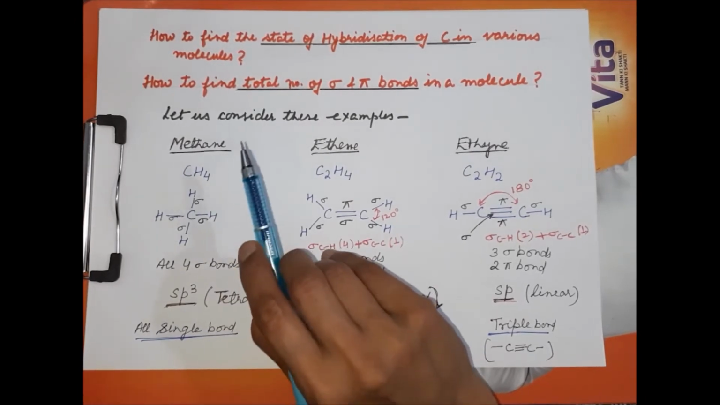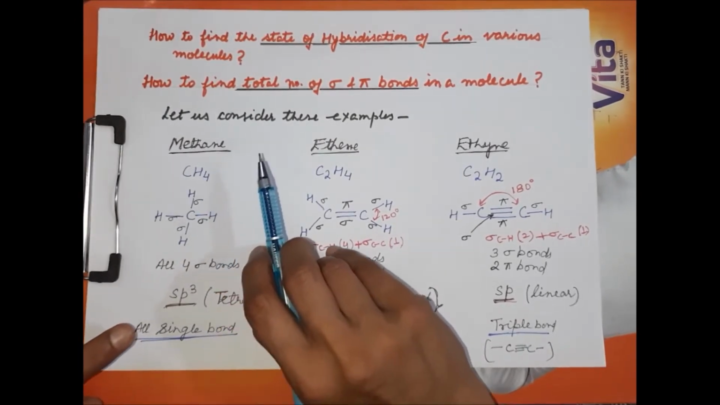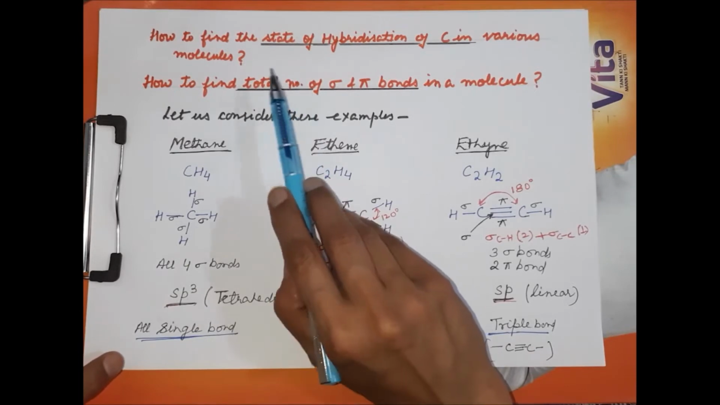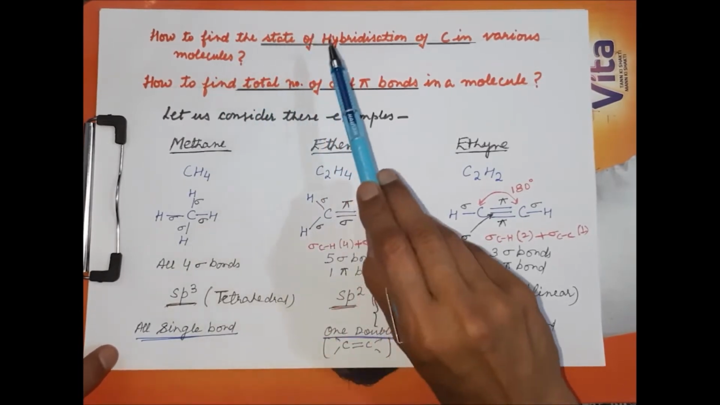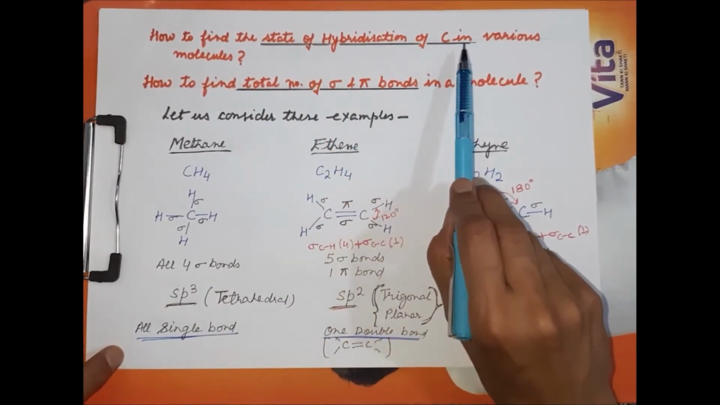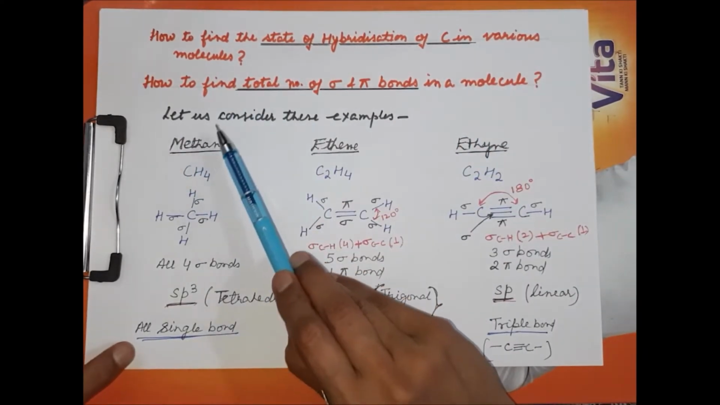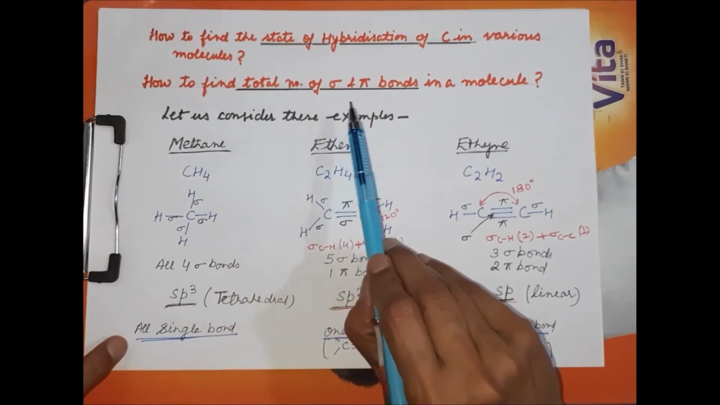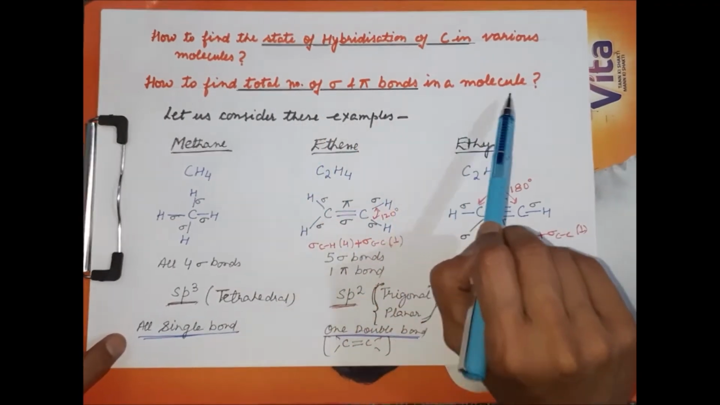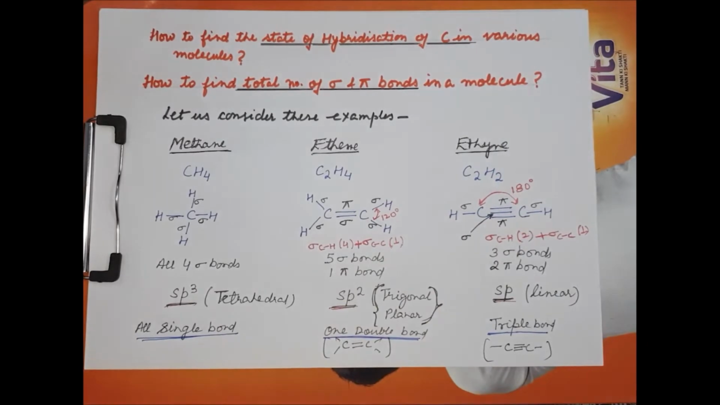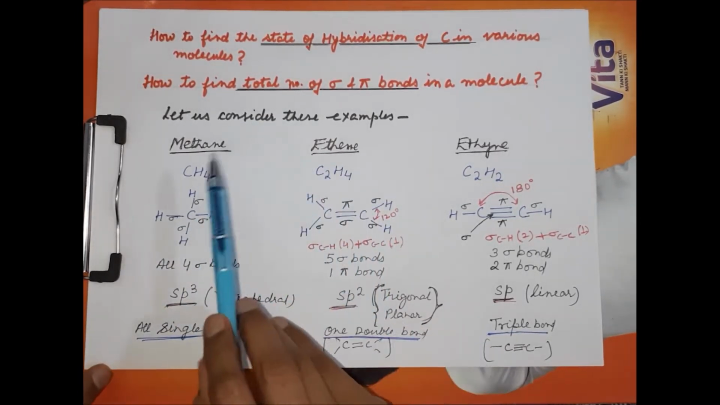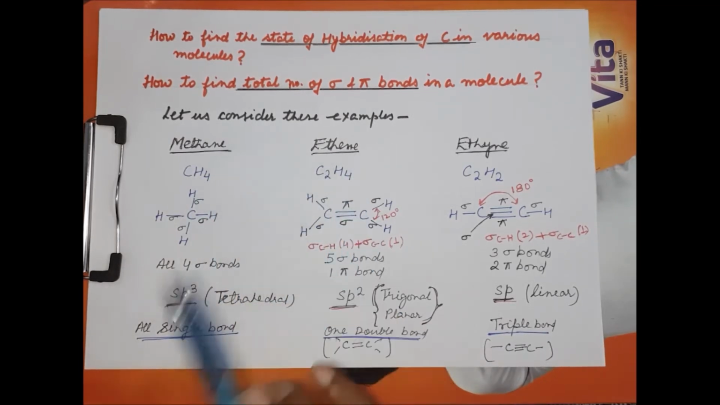So in my present video, I am going to cover how to find the state of hybridization of carbon in various molecules, and also how to find the total number of sigma and pi bonds in a molecule. In my earlier video, I explained all about sigma and pi bonds. So now I will start with a few examples.